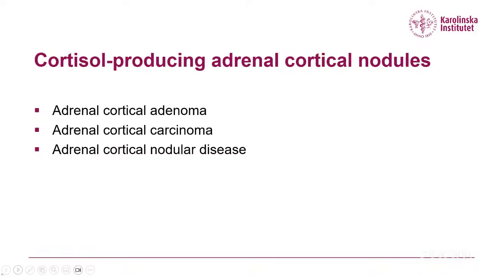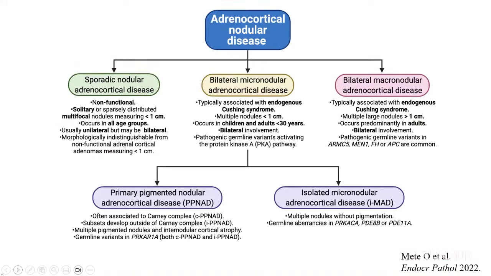So with that said, I'm going to go into the cortisol-producing lesions, and we can divide them into the most common forms, which are adrenocortical adenoma, of course, and then adrenocortical carcinoma and adrenocortical nodular disease. If you want to look at it in detail, and this is a very busy slide, and I'm sorry for that, but what you really need to know here is that there are forms of bilateral nodular cortical disease with cortisol production, which are heavily associated to germline involvement.